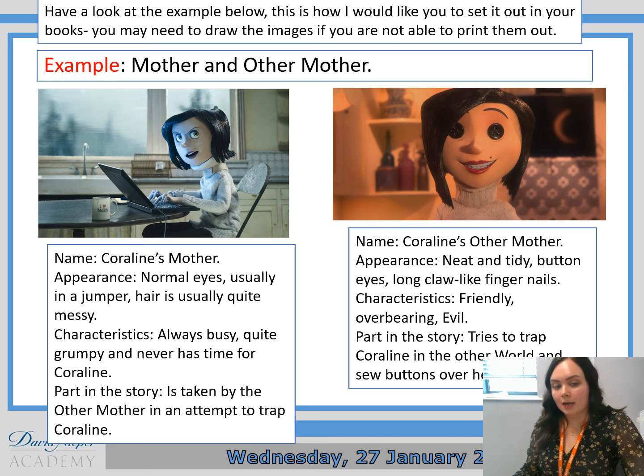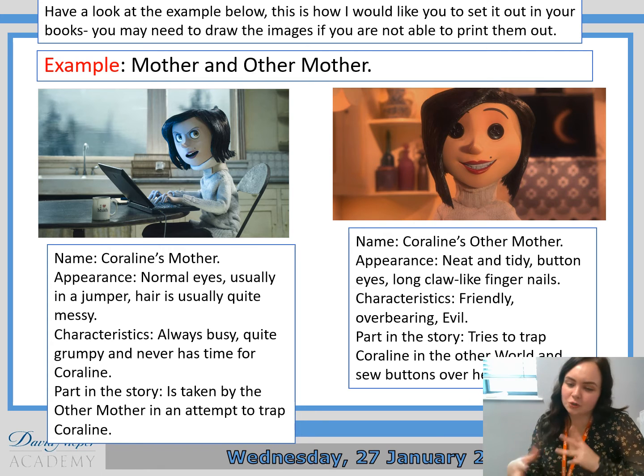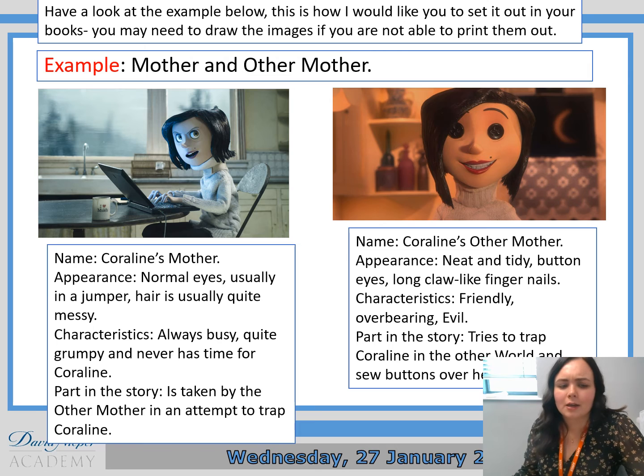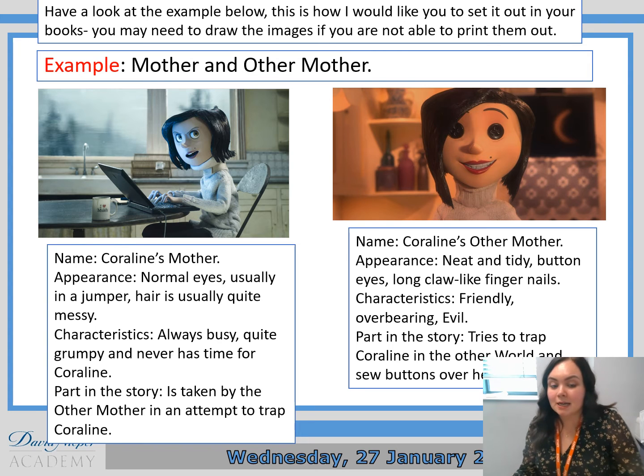So this is Coraline's mother. Her appearance, she has normal eyes. We know that's quite a big thing in the story. She's usually in a jumper and her hair is usually quite messy to show that obviously she's quite disorganised and quite frantic. Characteristics, she's always busy, she's quite grumpy towards Coraline and she never has time for her, and her part in the story is that she's taken by the other mother in an attempt to trap Coraline.